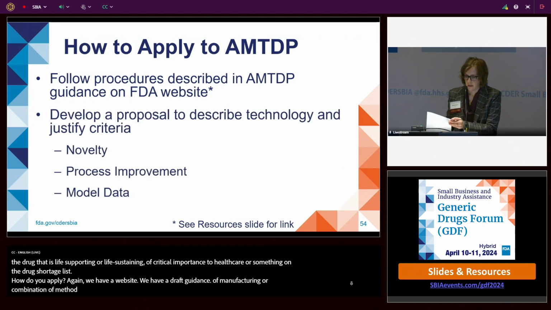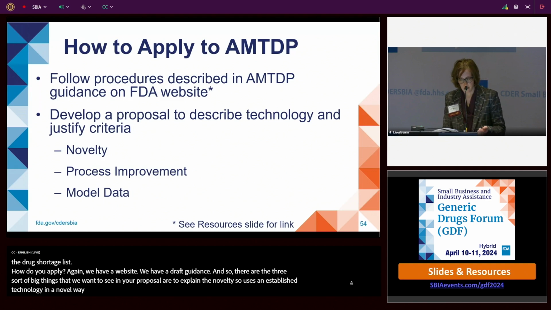And so there are three big things that we want to see in your proposal. First, explain the novelty: that it uses an established technology in a novel way or incorporates a new technology. Second, that there's process improvement, reducing development time, or supporting the supply of something that's on the drug shortage list. And then the key part here, and why this is a more mature program, is the model data. So data and information necessary to support the request and specific to a particular class of drugs. It includes developmental data, including batch analysis generated using either a developmental candidate molecule or a model drug.